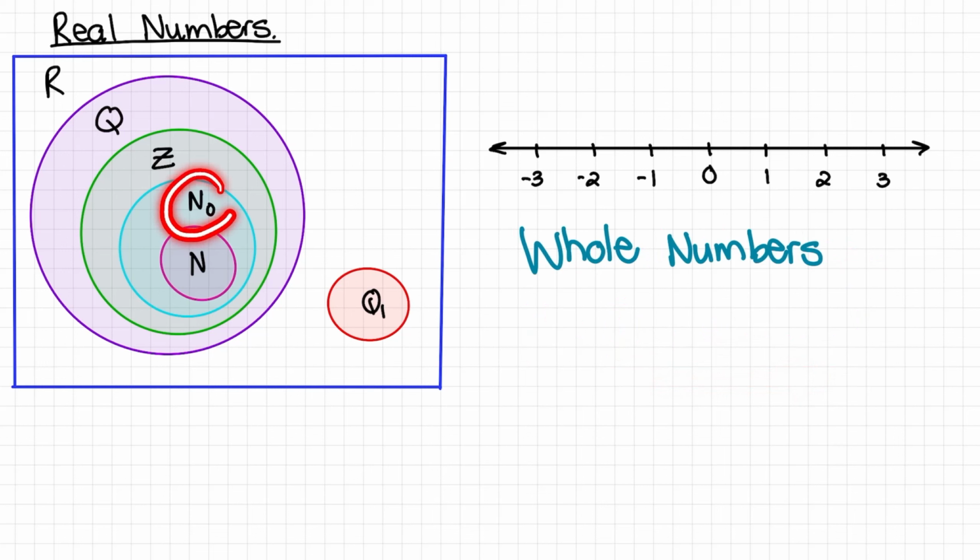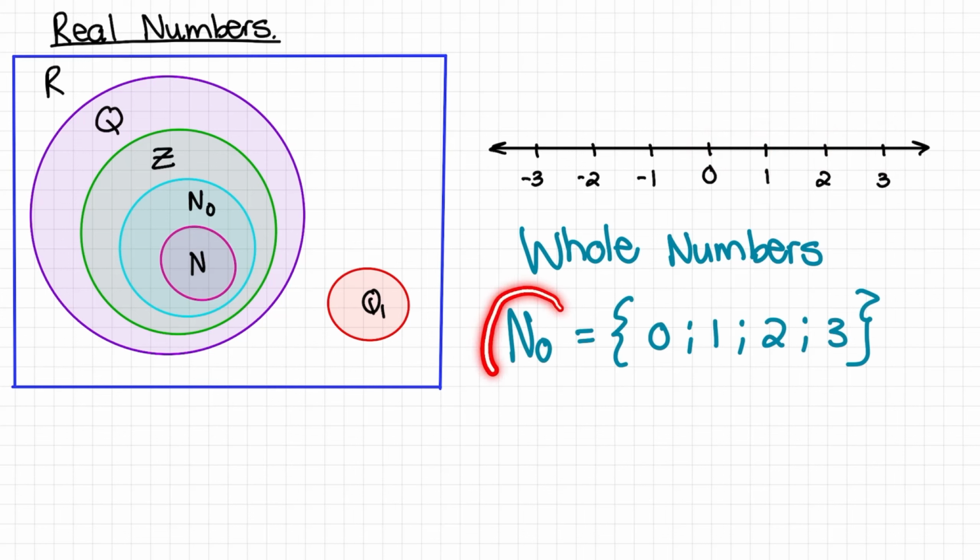Our second subset of real numbers are called whole numbers. And on the number line, these are all the natural numbers, and now we also include 0. So whole numbers have a notation of N0, and they are natural numbers, and we also include 0.